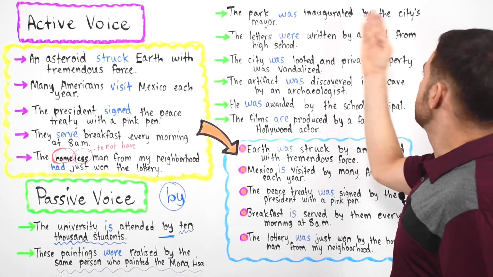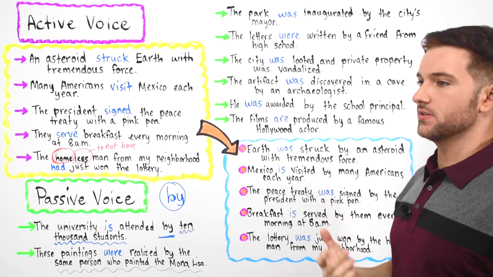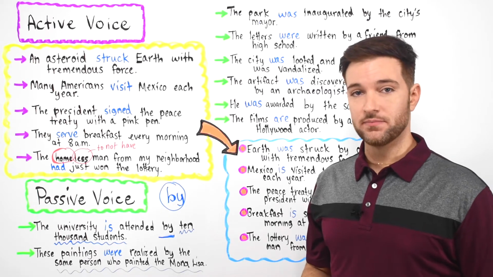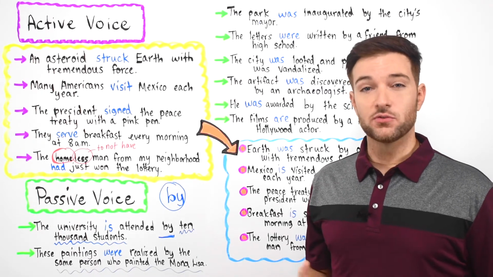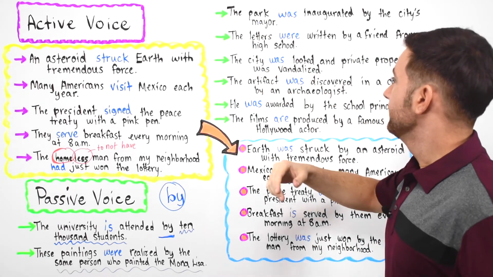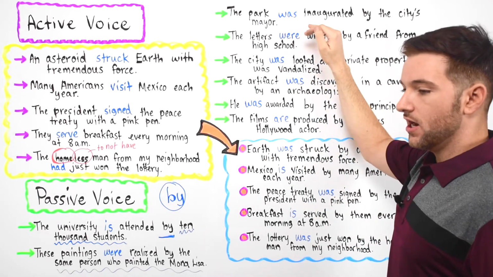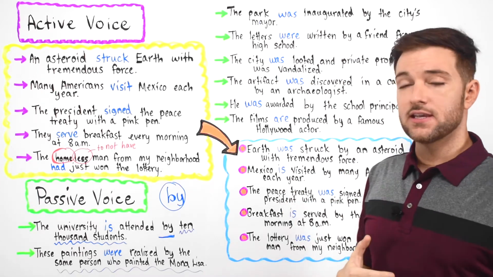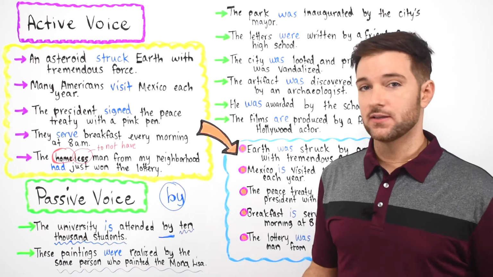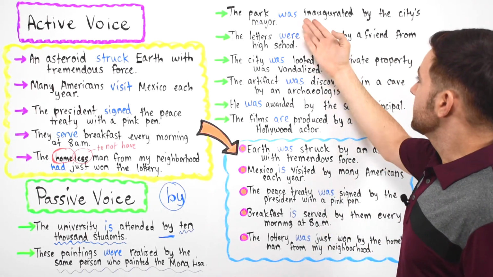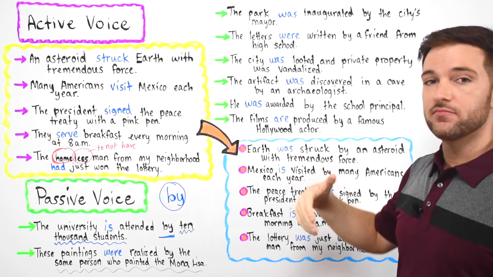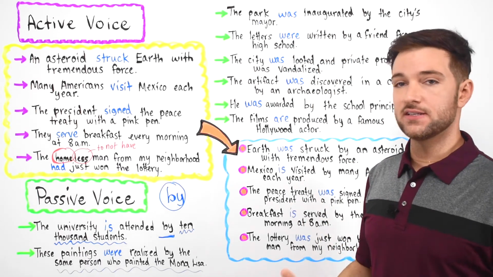Let's continue. The park was inaugurated by the city's mayor. The mayor of a city is somebody who manages a city, who supervises the city, who makes the city a good place to live in, a healthy place to live in, a respectable place to live in. That is the mayor. He is in charge. Inaugurated means, in some cases, to be established, to be introduced to the public. Usually with something that is inaugurated, we have a celebration on the first day of being open. For example, if a business opens or if a university opens.